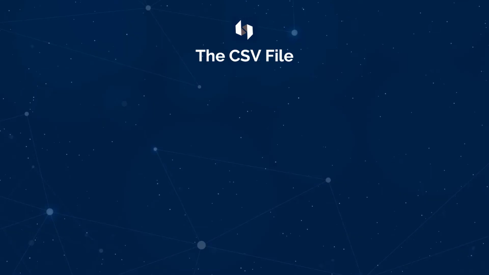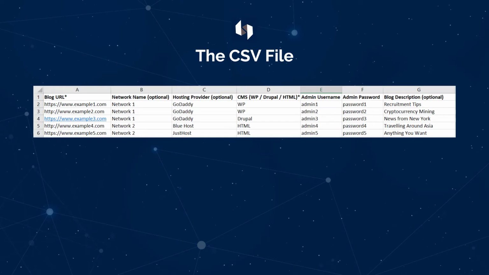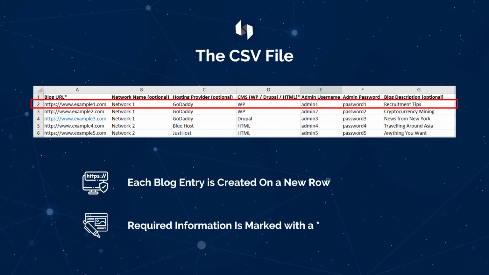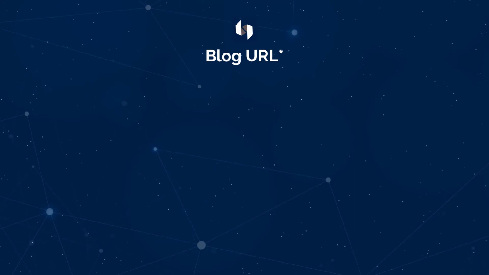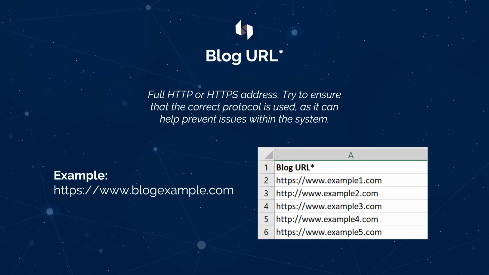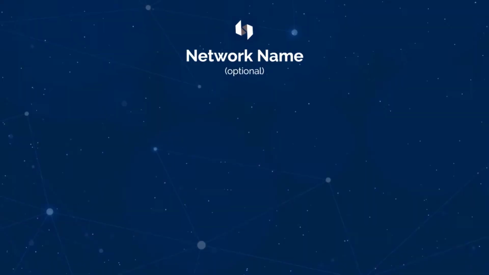For the CSV, each blog entry into your network is created by using a new row within the file. Required information is marked with an asterisk, and these will need to be provided before the system will accept your import. Blog URL, which is the full HTTP or HTTPS address. Try to ensure that the correct protocol is used, as it can help prevent issues within the system. Example, https://blogexample.com.